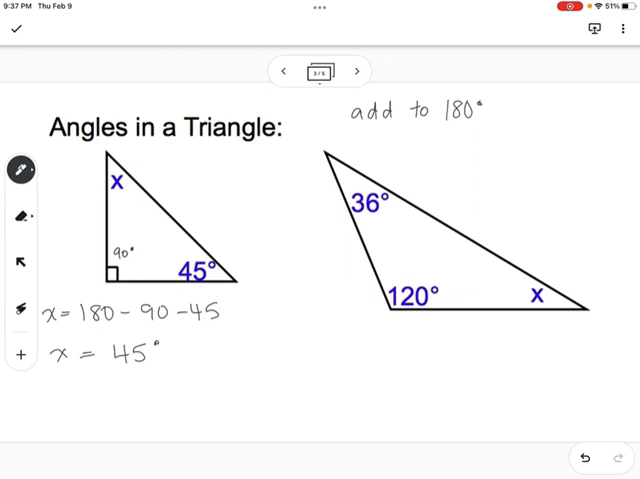The next example here, we have a triangle. We know two of the angles and we want to find the third. Again, we know it adds to 180 degrees. So our angle X is going to be that 180 degrees, subtract the other two angles in the triangle. So subtract 120, subtract 36. So 180, subtract 120, subtract 36. We're left with 24 degrees.